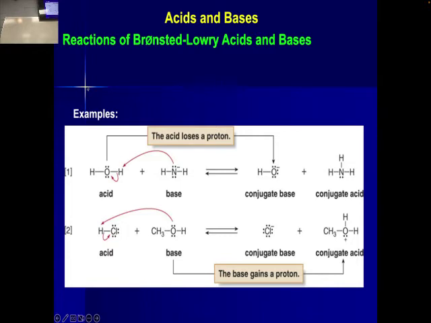Here's another example that's actually more organic-y, if you will. What functional group is this? Alcohol. That's an alcohol. This is called methanol. Don't worry about the name. It's wood alcohol. It's the kind of alcohol that if you drink, you go blind.